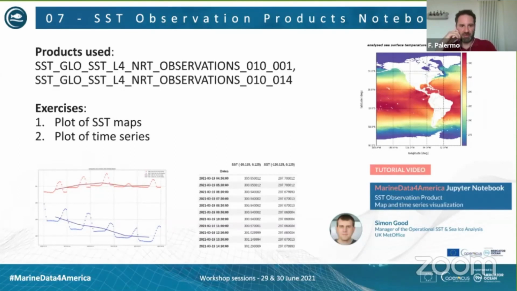Notebook 07 is about SST observation products, presented by Simon Good. Two products used and two exercises proposed: one for plotting the SST maps, and the other one for plotting time series. You will see also tables of data.